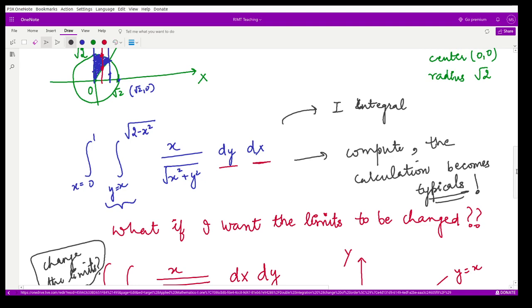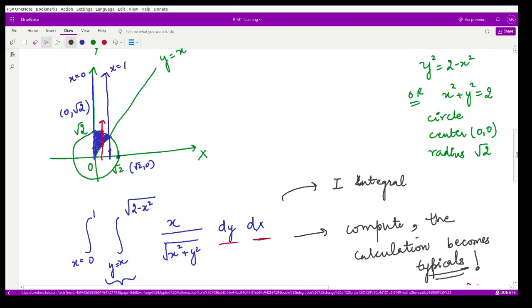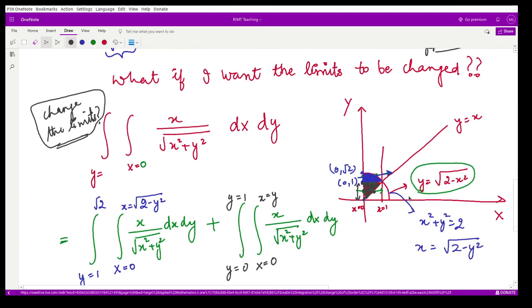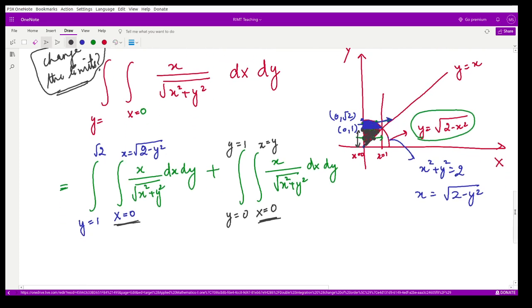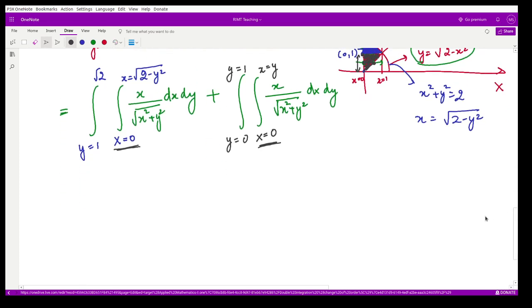So you now got the idea of how you can change the limits. If you are given variable limits of y, that means you are taking this vertical line, you can change this to the corresponding horizontal line and then take the variable limits for x, and then you can compute the answer. So now you can very easily compute the answer. So let us solve this one.